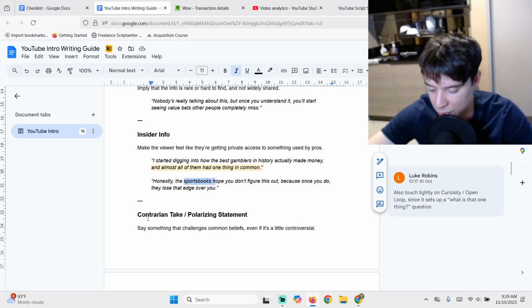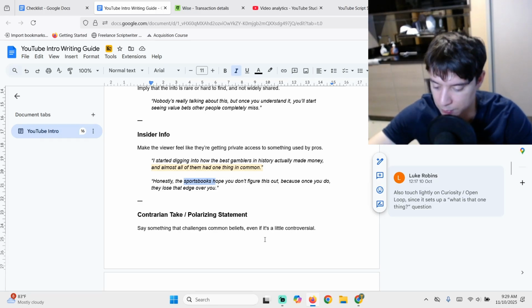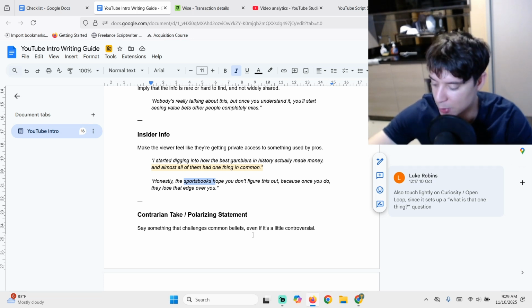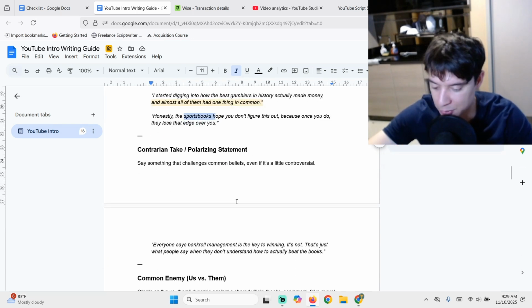Now, next thing we have is contrarian take or polarizing statement. So this is where you say something that challenges the common beliefs in your niche, even if it's a little controversial. Polarization is the best way to go. You probably noticed there's the rage bait meta right now online, where you just make something that's going to rage bait people, and then they get a lot of engagement. People start commenting and hating on it, and it just makes it more popular. That's what we're going to do here.